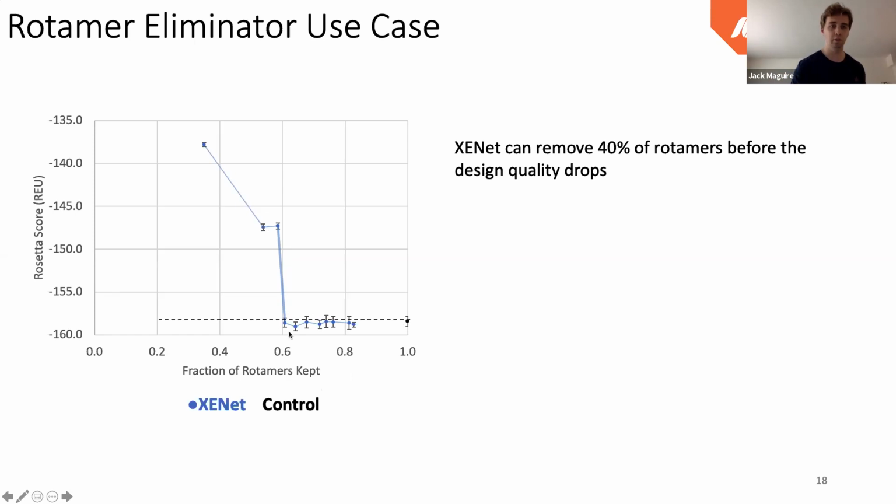I hope this is a little bit clear. We're progressively changing the cutoff in the classifier to say, well, how many rotamers can we remove? And so that's why there's multiple points. And as we make it more and more aggressive, eventually we cut rotamers that are valuable.